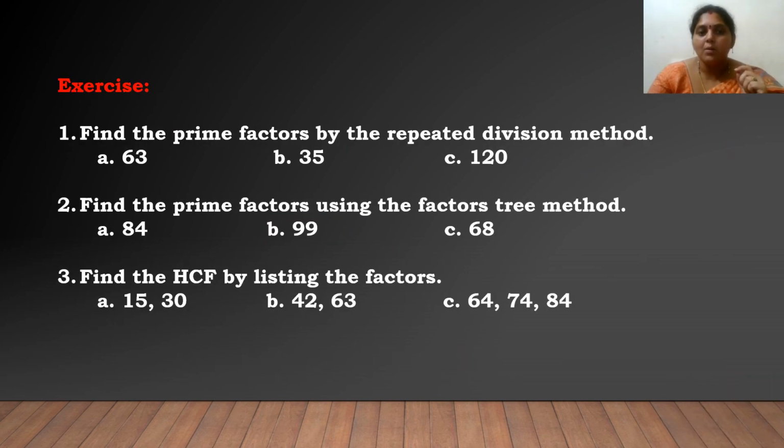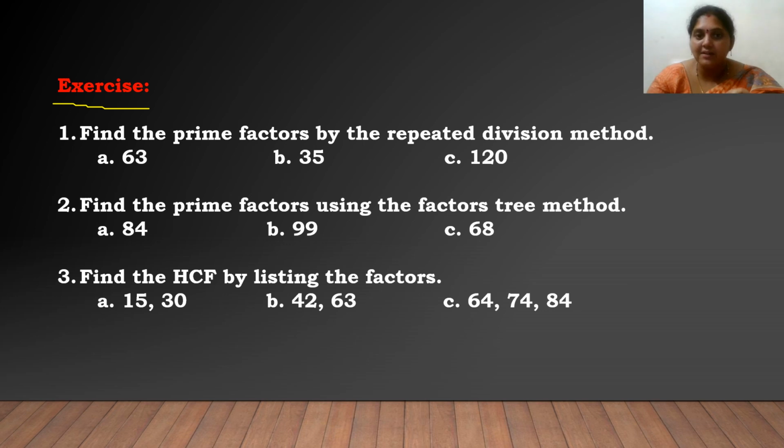Children, now it is your turn to learn all the concepts in this topic and try to solve the given questions. Find the prime factors by the repeated division method until you get a prime number as your remainder. You have to do the prime factorization method in division. Find the prime factors using the factor tree method. You separate the factors and then you do factorization till a prime number comes.